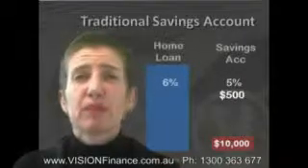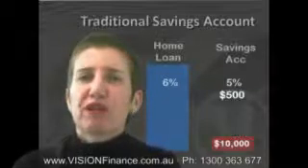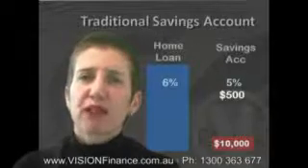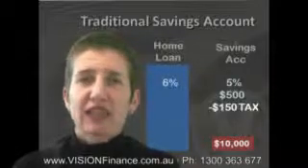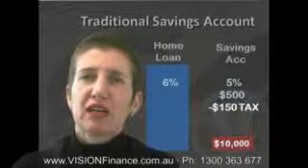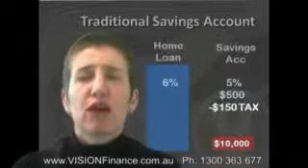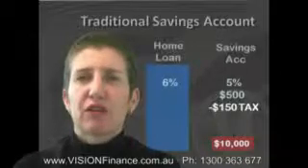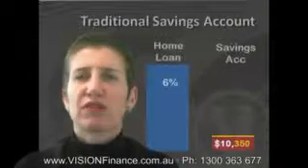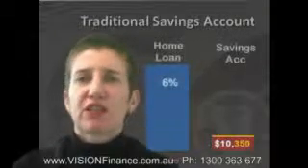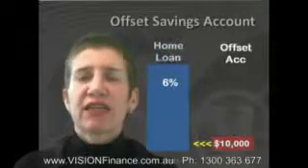Since you've earned some interest, the taxman will ask you how much you've earned at the end of the year. You need to declare that you've earned some interest, so on average, about 30% of that would be taken in tax, so that's $150 deducted. So of your $500 of interest earned, you'd get to keep about $350 per year, so your $10,000 would turn to $10,350.